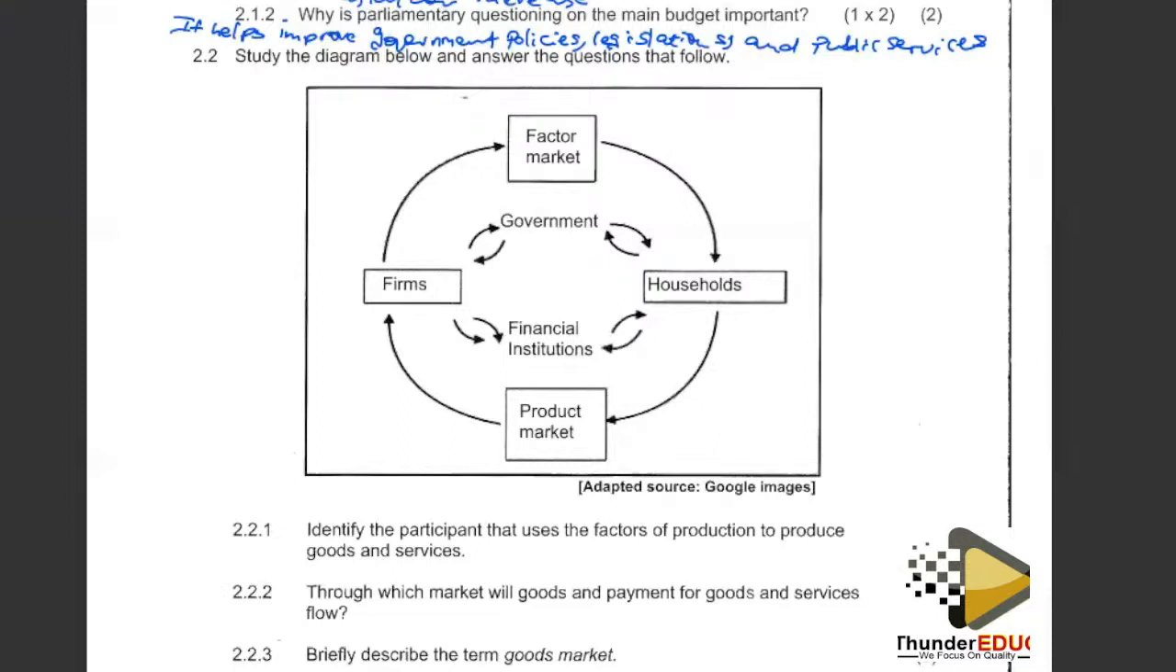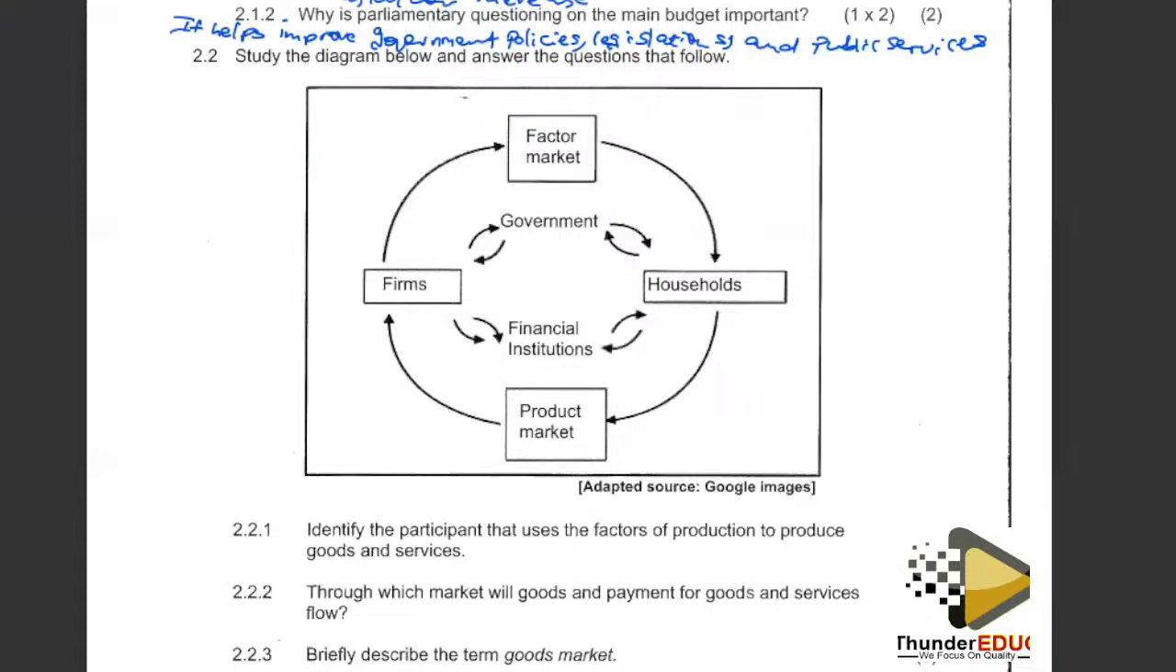So now here we have the product market. Remember, it's a platform where goods and services are being bought and sold. So here we have the firms. What do you mean by firms? By firms, we refer to entities that are established with the aim of making profit.